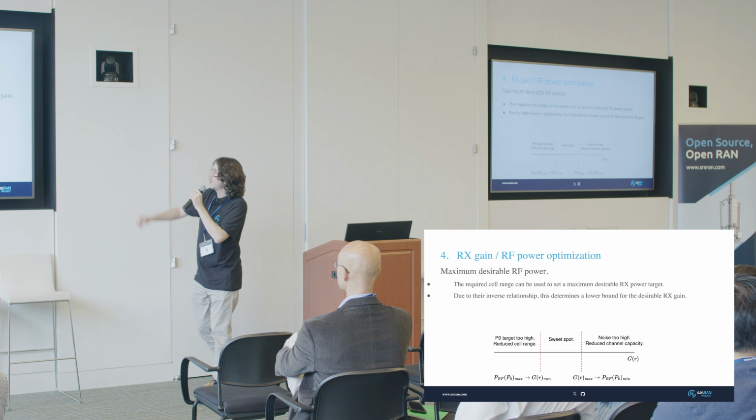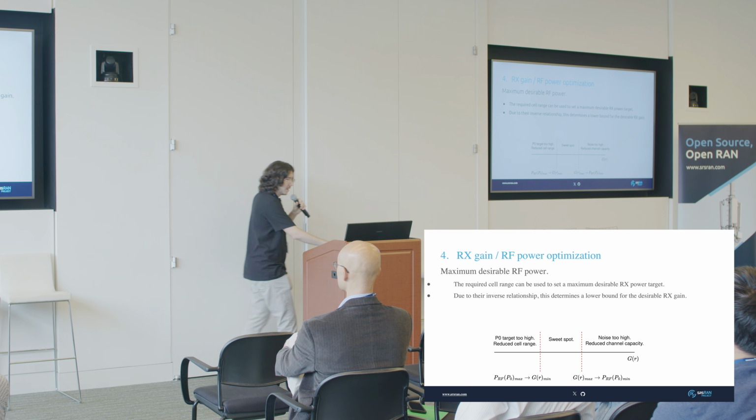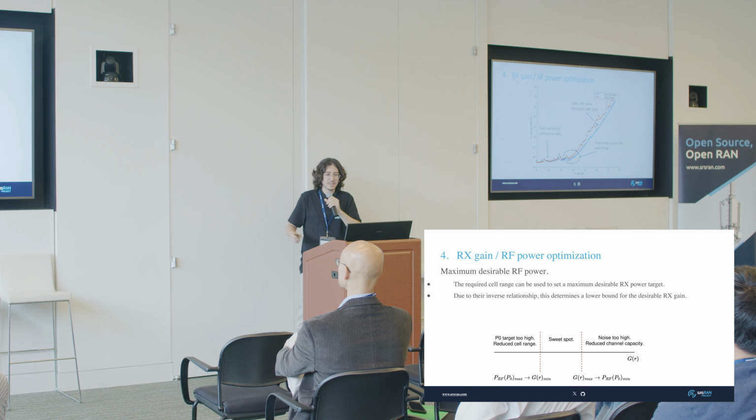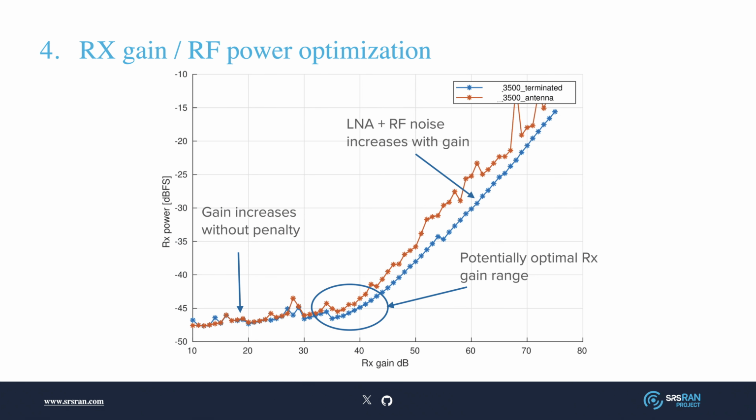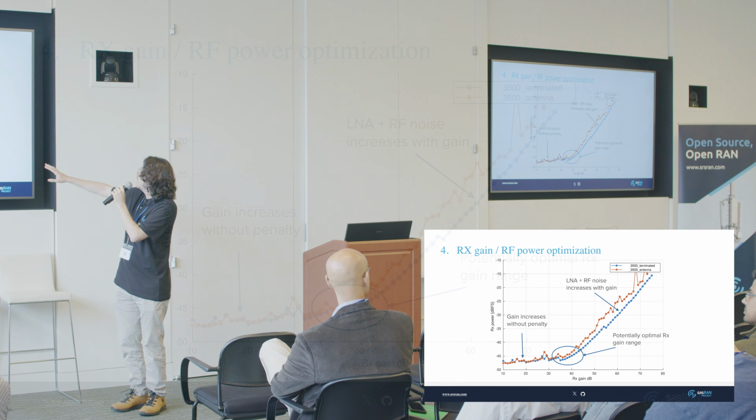And between them, we have a sweet spot. How does this look in our measurements? This graph has been obtained, again, by using the RX power analyzer that I showcased before. In this case, it's a different USRP, but what we see is very similar.